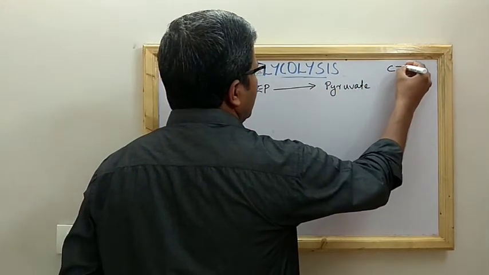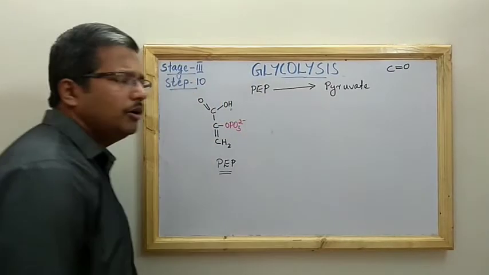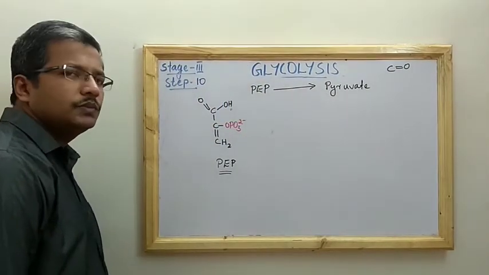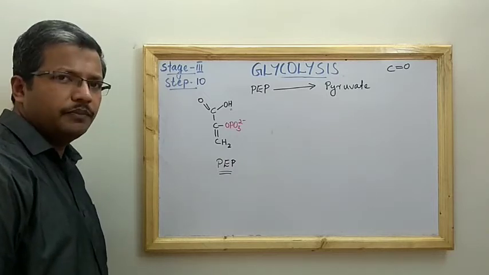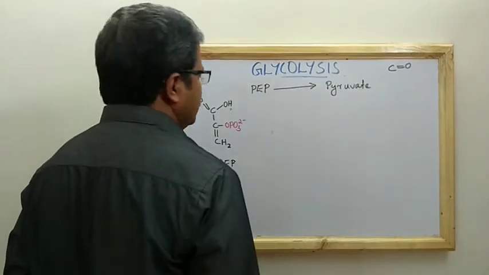What is meant by keto acid? The one which contains C double bond O. Okay, so let us see the reaction.